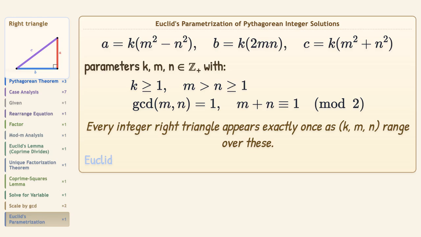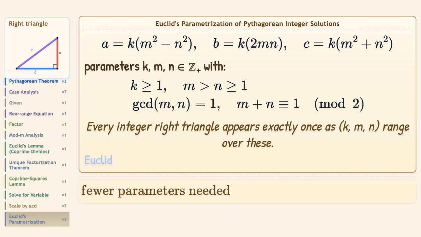Euclid's parametrization. Every integer right triangle has sides a equals k times (m² minus n²), b equals k times 2mn, c equals k times (m² plus n²). The parameters are k greater than or equal to 1, m strictly greater than n greater than or equal to 1, greatest common divisor of m and n equal to 1, and m plus n odd. Each integer right triangle appears exactly once, as k, m, n vary in these ranges.